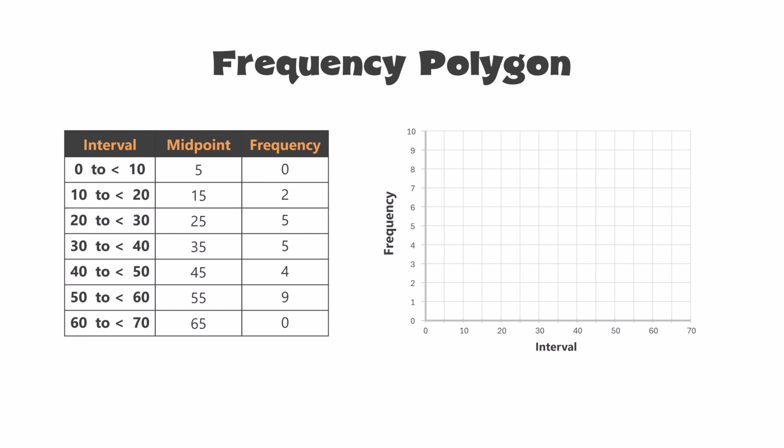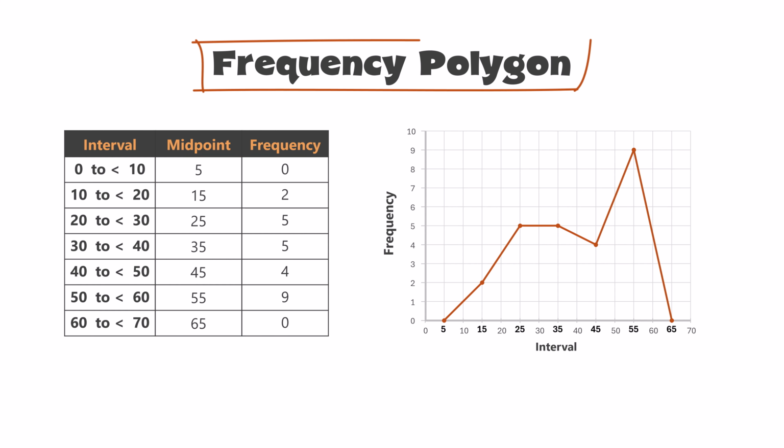Now on the graph, we place the class midpoints on the horizontal axis and frequencies on the vertical axis. We plot the frequencies against the class midpoints, then connect all points in order using straight lines. And that's the frequency polygon.